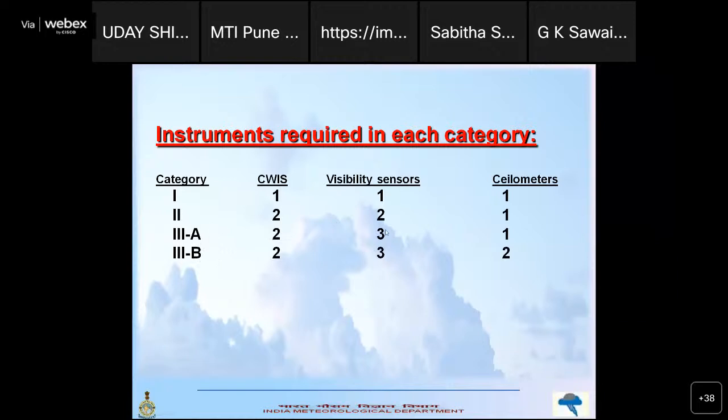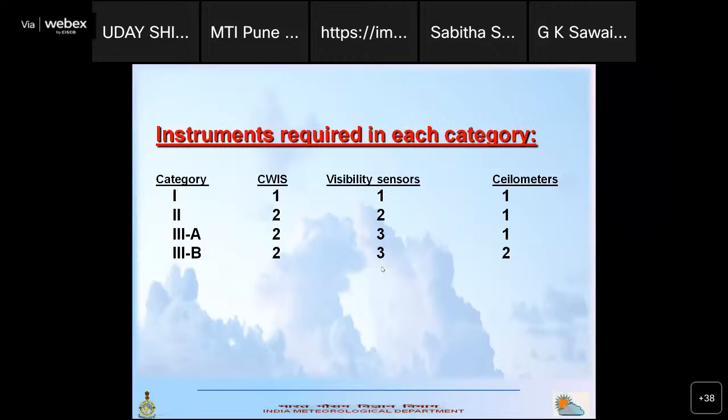This is the instrument facility available at each category. As the category increases, you can see the visibility instruments also increase. In case of a category 3 airport, a current weather instrument is required at both ends. A visibility sensor, meaning a transmissometer, is also required. In the middle of the runway also, one visibility sensor is required because sometimes the runway length is more.